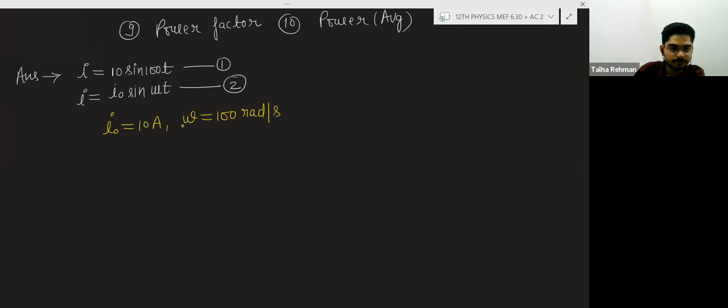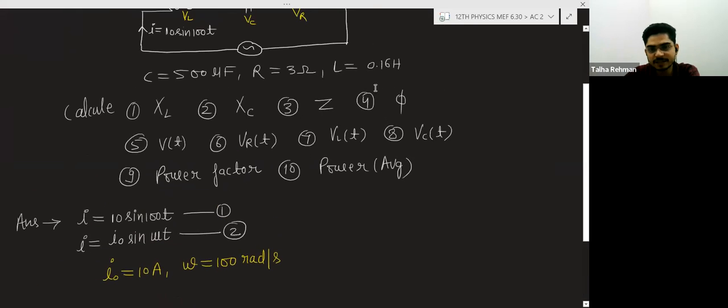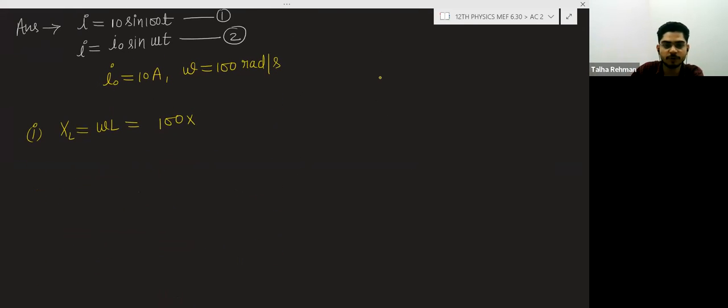Now, first part, they are asking XL. What is the formula of XL? Omega into L. What is omega? 100. What is L? Check what is L. L is 0.16. So we will put here 0.16. We will get 16. What is the unit of XL? Ohm.